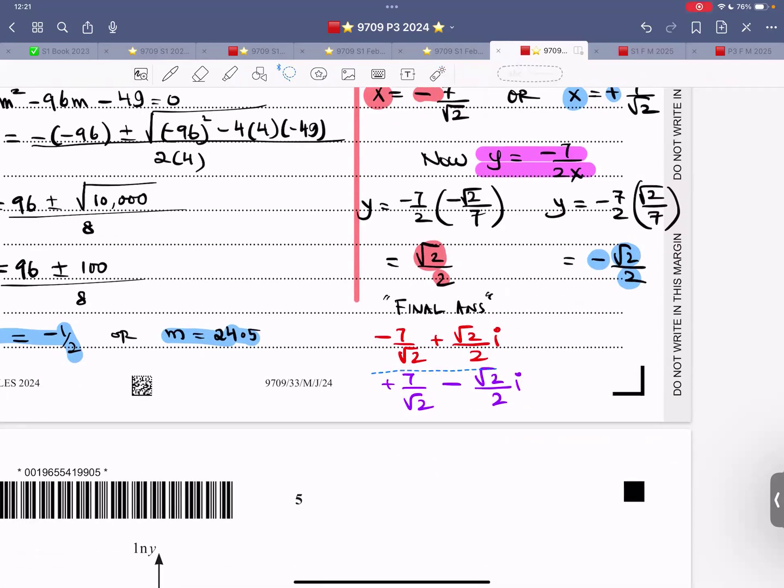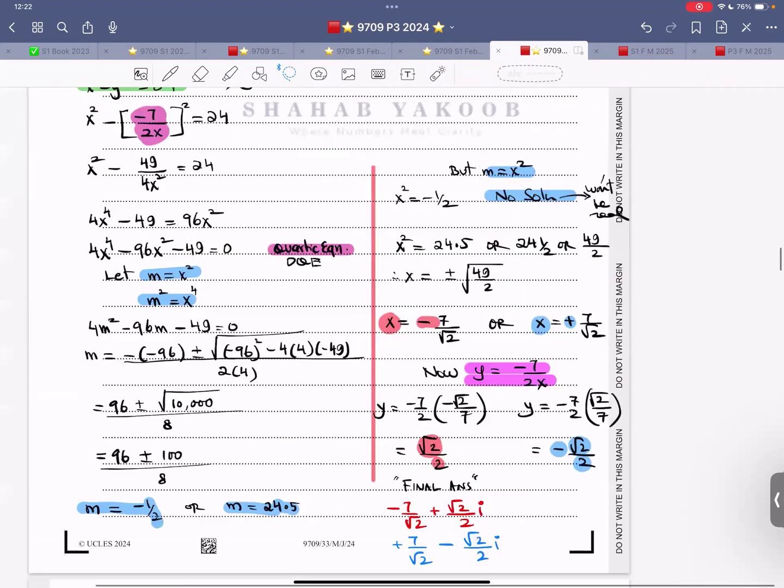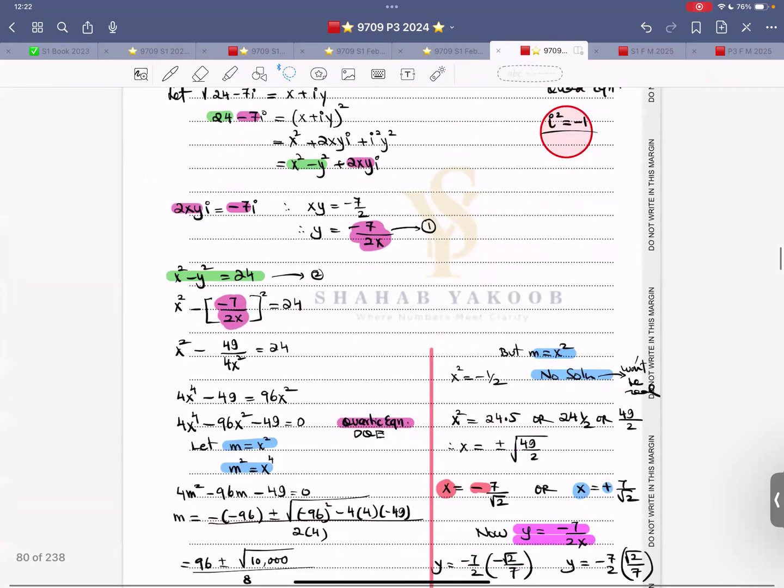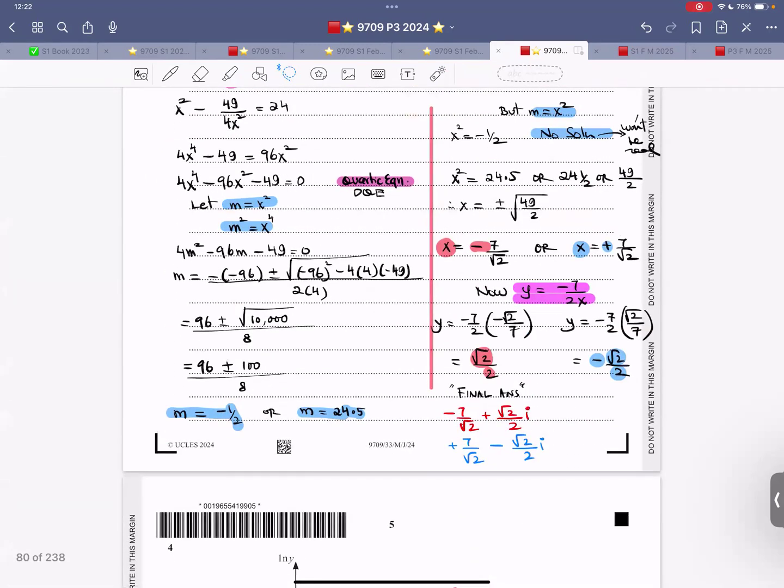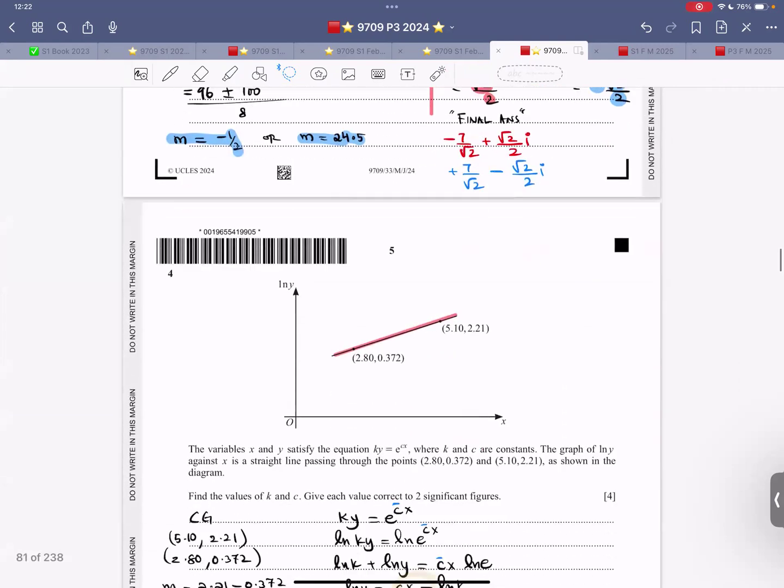So let me just highlight this in blue color so that you can make sense of it. So that is how this question is done. Again, it's for 5 marks, nothing special, but of course it's P3, so don't expect any shortcuts.